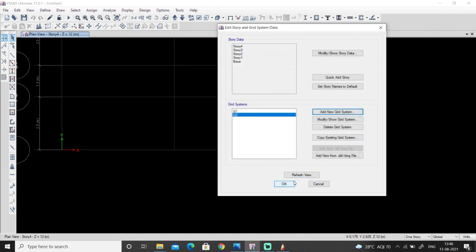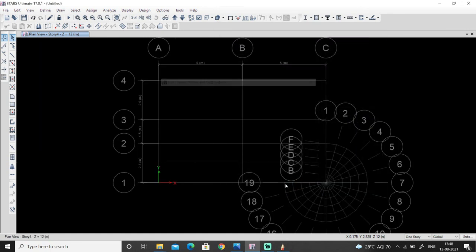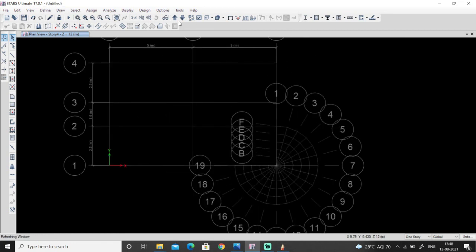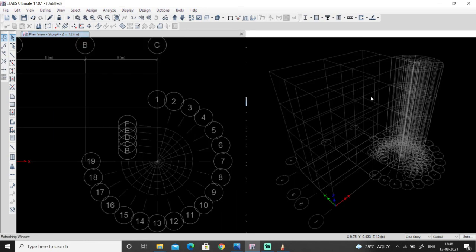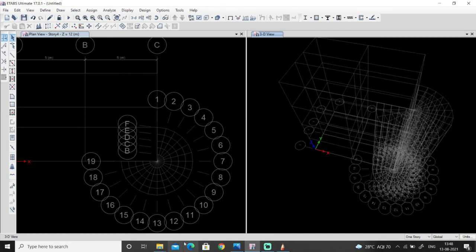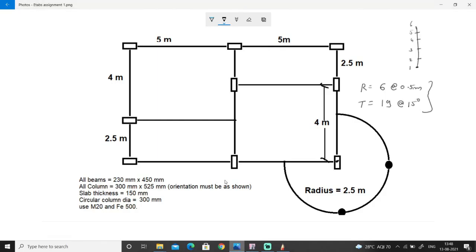Hit the OK button, refresh view, and OK, you can see that the grid is formed over here. From here you can add a new window. So this is the grid that you required for your structure as shown here. Thank you for watching the video.